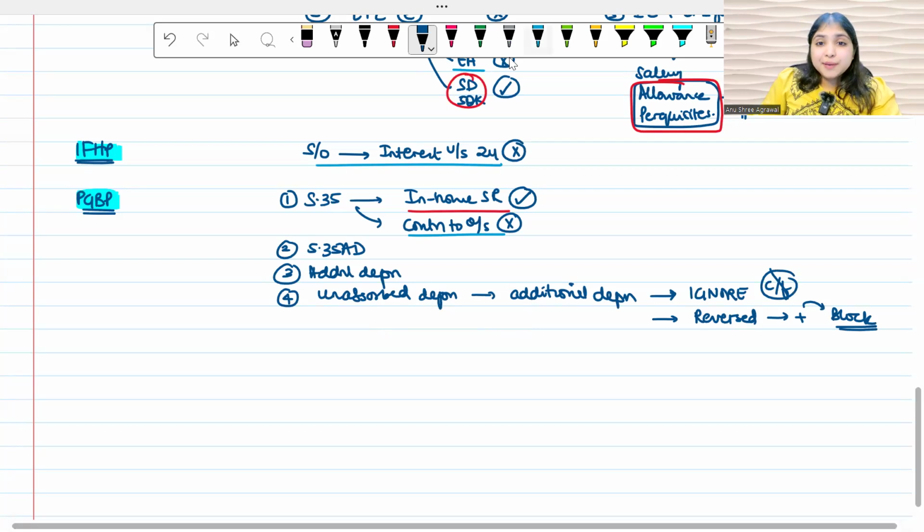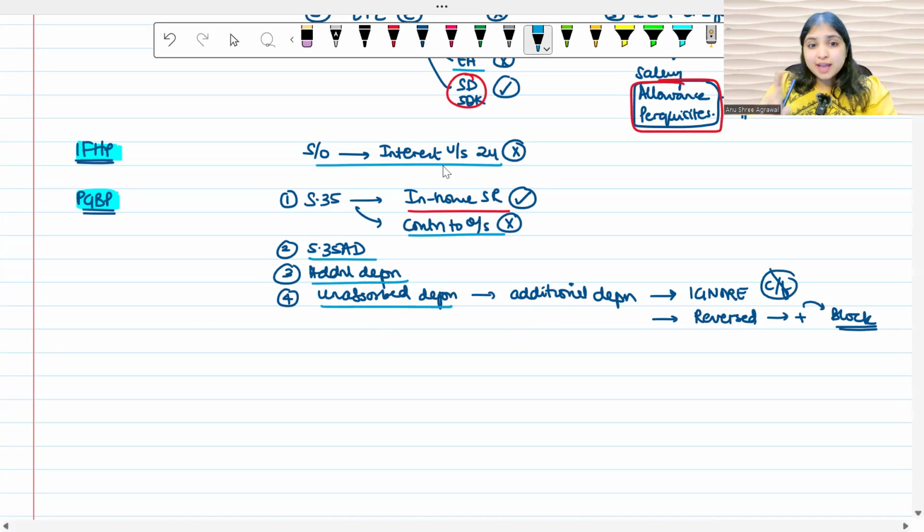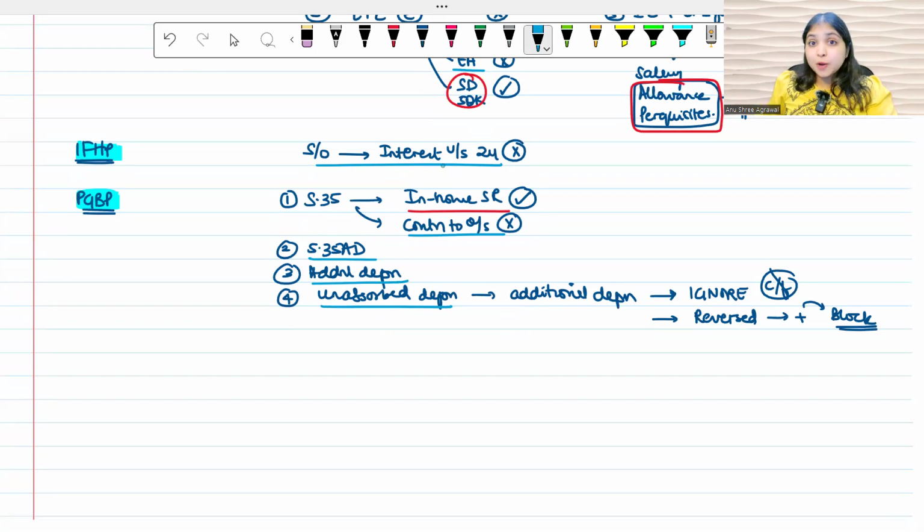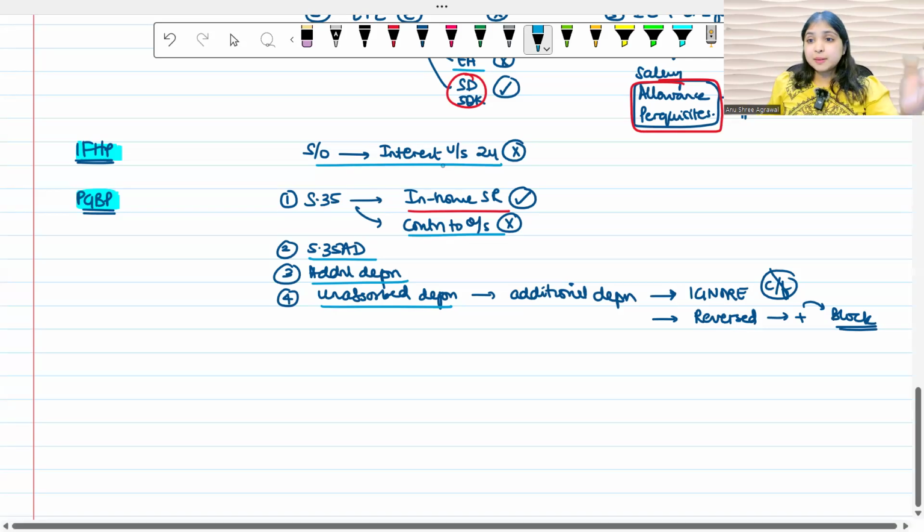All right. So under PGBP, number one, a contribution to outsiders, you will not get the deduction anymore. The 35AD deduction you will not get anymore for specified businesses. Additional depreciation you will not be able to enjoy. And unabsorbed depreciation, number one, you can't carry it forward anymore. And number two, in case you have any unabsorbed additional depreciation, you'll have to reverse it by adding it back to the block. Please understand, I'm not asking you to reverse the entire unabsorbed depreciation. I'm asking you to reverse only that part of additional depreciation which is remaining unabsorbed.